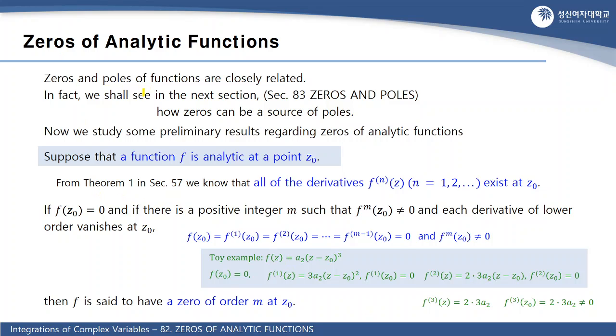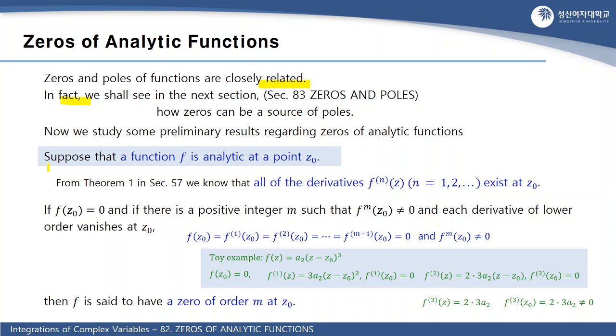Zeros and poles of functions are closely related. So we are going to see how zeros can be a source of poles in section 83, zeros and poles. Now, before studying this relation, we are going to study some preliminary results regarding zeros of analytic functions.